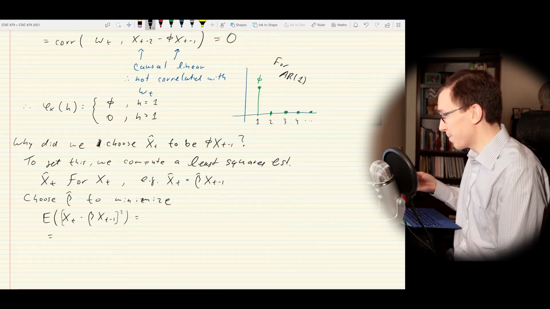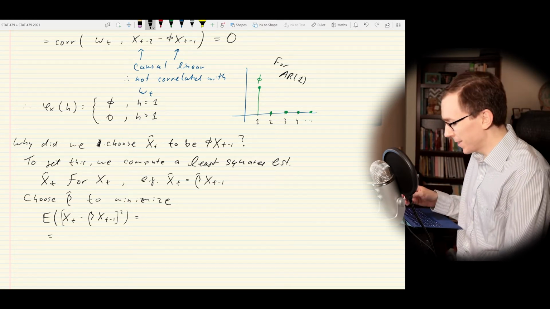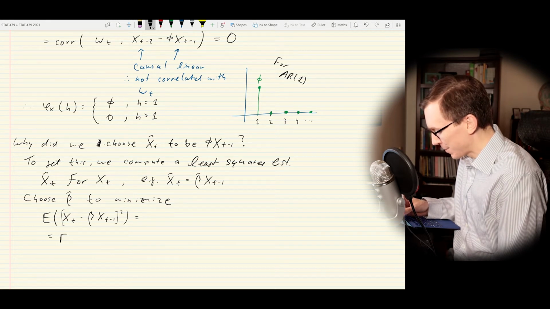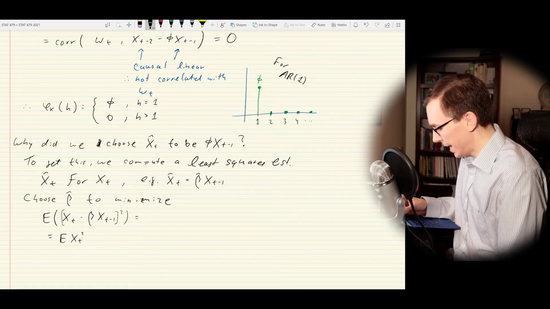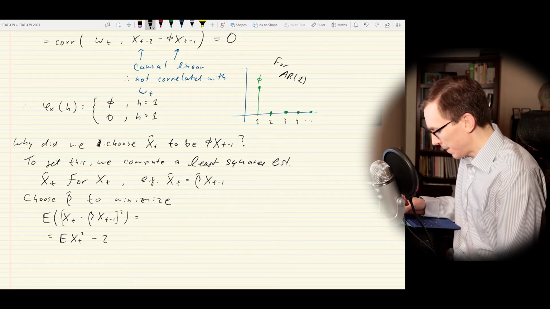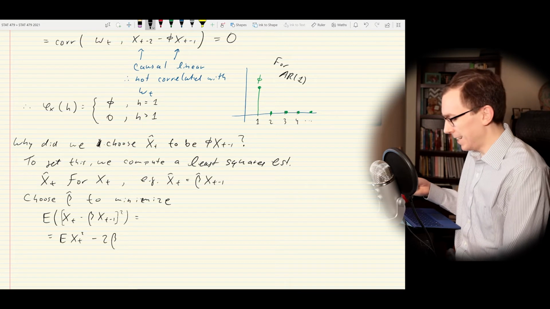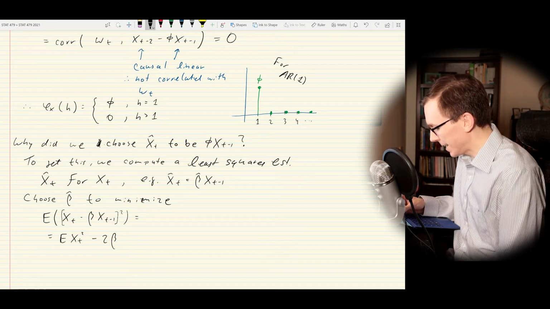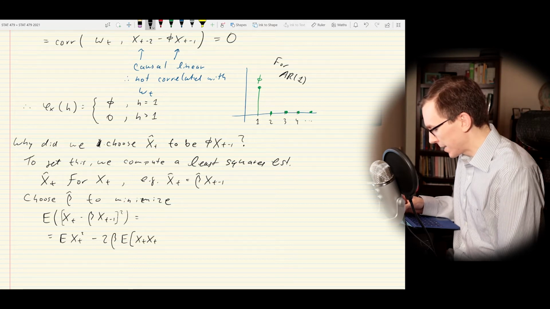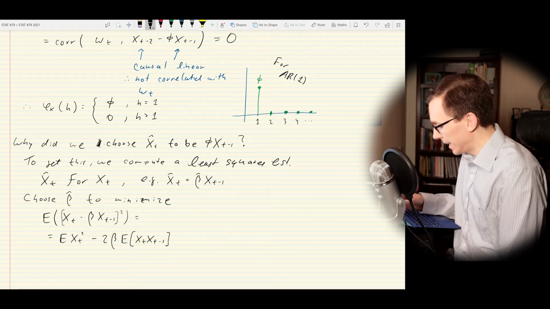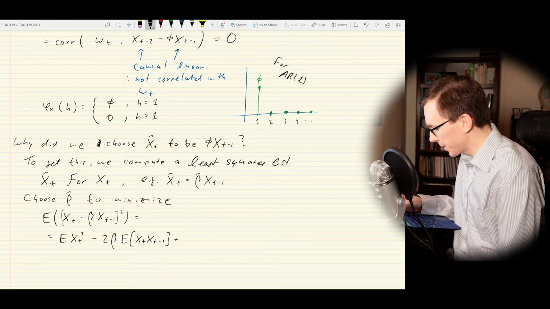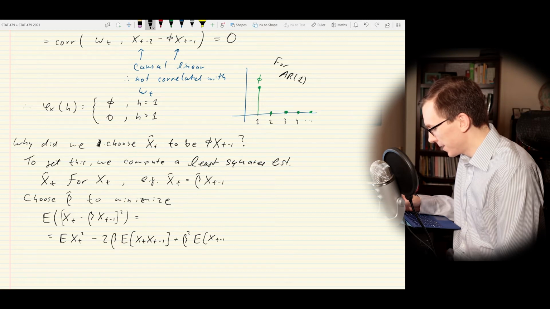So what do? Well, we just break up all the terms, expand the quadratic. And what happens when we expand the quadratic? Well, we get an expected value of x_t squared. We get a minus 2 beta. Beta is not a random variable, so it pops outside of the expectation. And we get the expected value of x_t times x_{t-1}. And then lastly, we get the last term squared, which is going to be beta squared times the expected value of x_{t-1} squared.